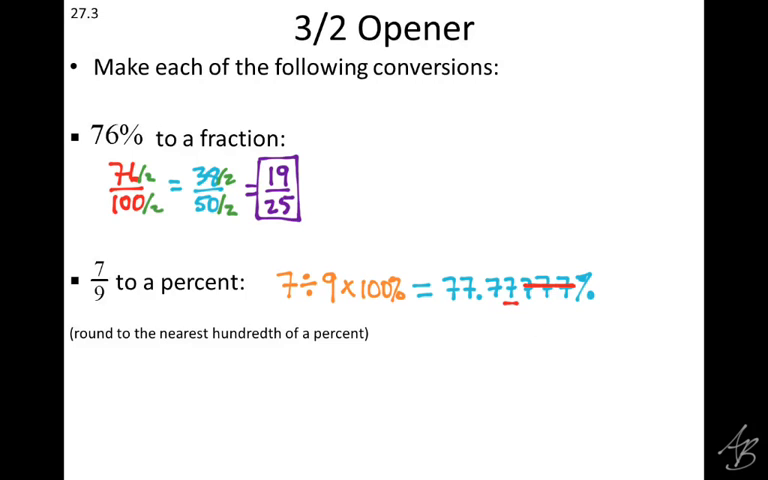I look at the one next to it, right? And the one next to it is a 7, which tells me that this 7 is going to do what? It's going to go up by 1, right? When that goes up by 1, what do we get? 77.78%. Don't forget, this is a percent, so we need that percent symbol on there.